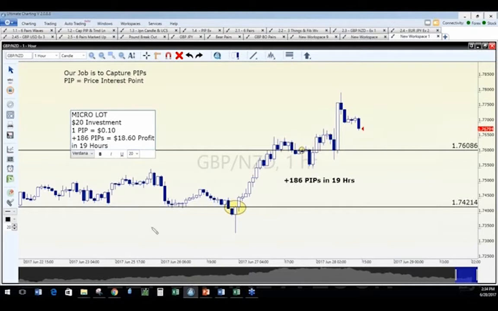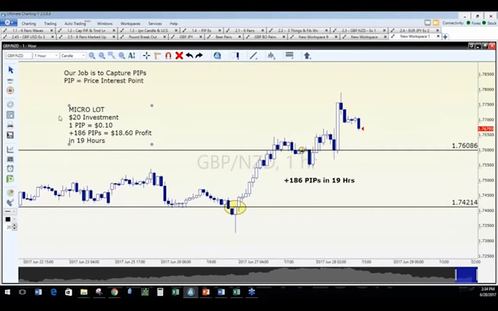Does everybody see that? So if you traded on this and you did what's called a micro lot, it would be a $20 investment to control one micro lot. Each pip represents 10 cents of movement. In our example right here, you made 186 pips, so that would be $18.60 worth of profit.